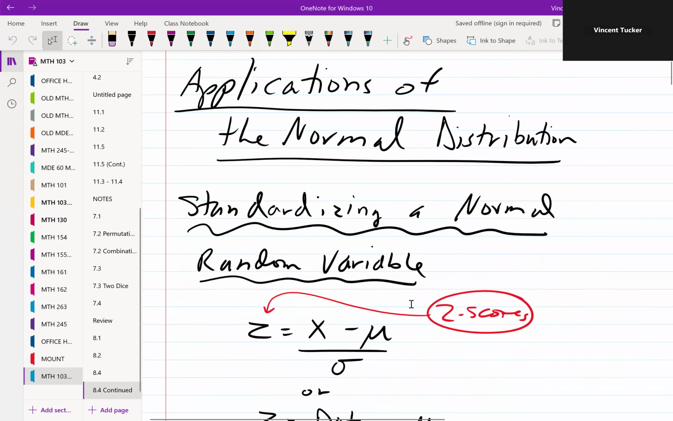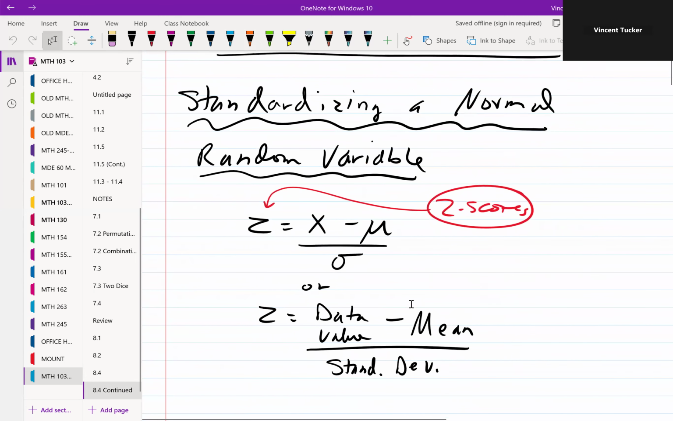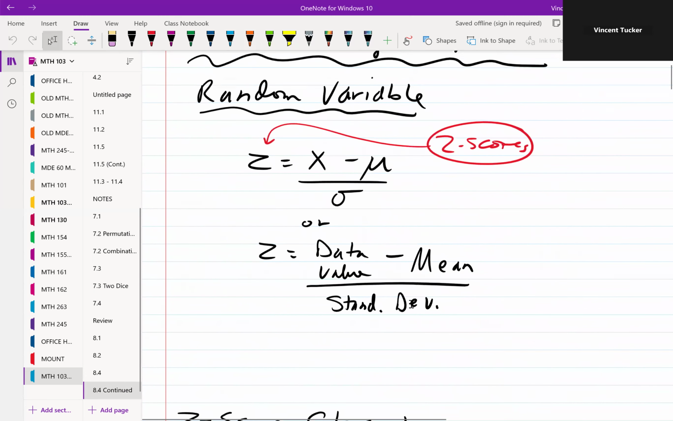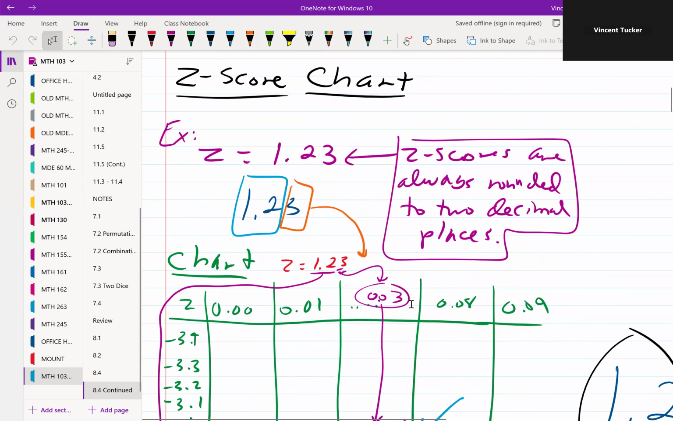Let's look at applications of our normal distribution. So we already talked about the z-score chart and z-score formula, so let's go ahead and move up to the z-score chart. Let's say my z-score ended up calculating out to 1.23. Then I want to go to our z-score chart and pull the chart value, and we'll talk about what the chart value means in a second.